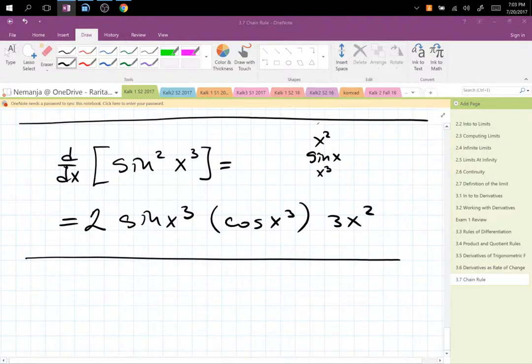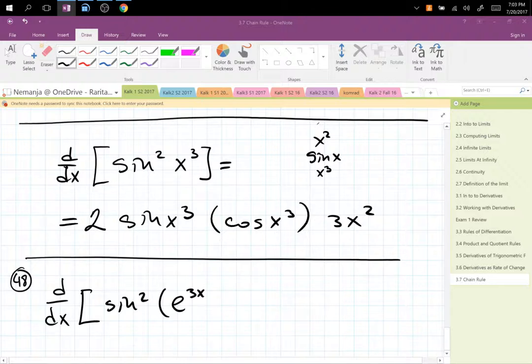Next problem is, holy nightmare. All right. No, you got this. This is the problem from the textbook, so all the hate mail and everything goes to the address provided in the textbook. It says sine squared of e to the 3x plus 1.